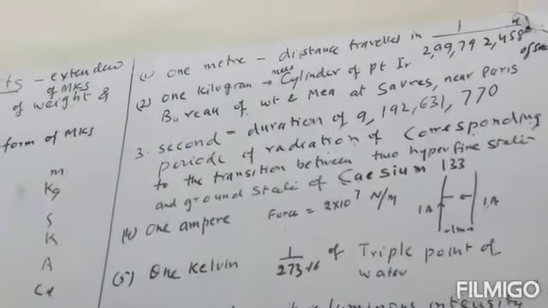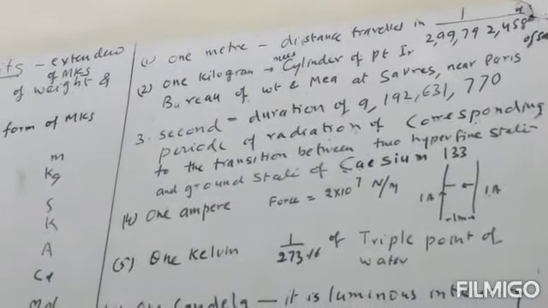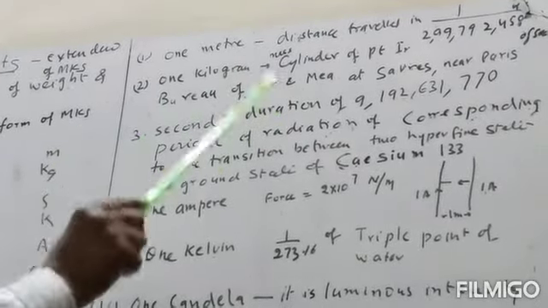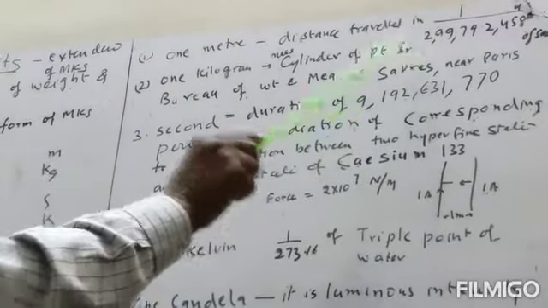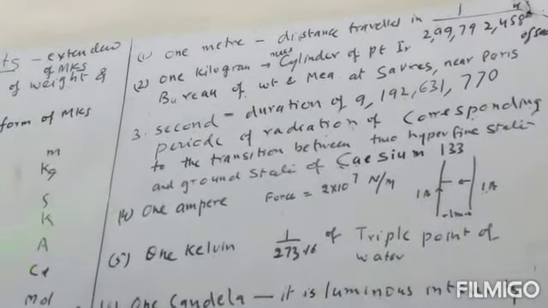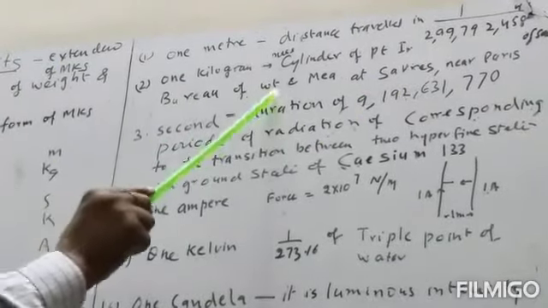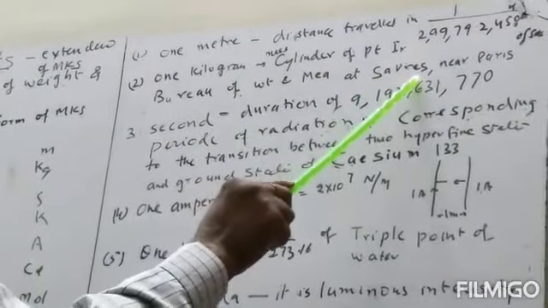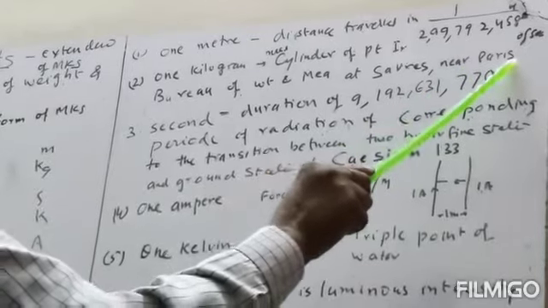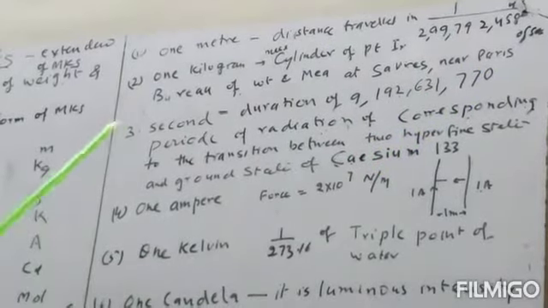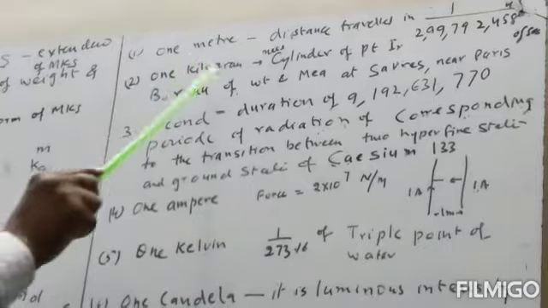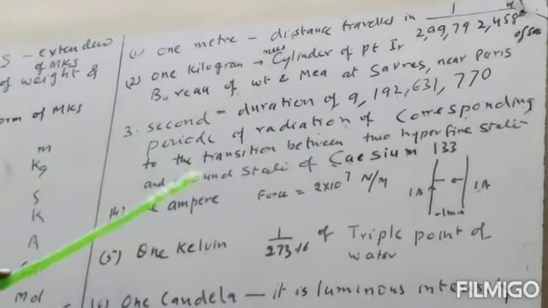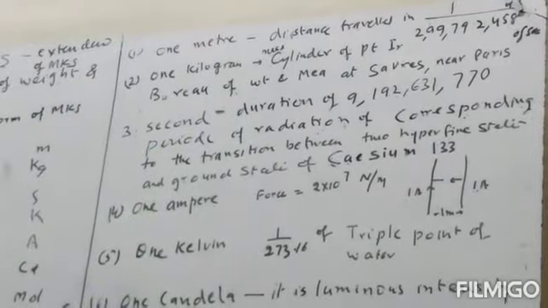What is the 1 kilogram mass? 1 kilogram mass is a cylinder which is made up of platinum and iridium. It is placed at the Bureau of Weights and Measures near Paris, and this mass of the cylinder is a standard mass and it is equal to 1 kilogram.